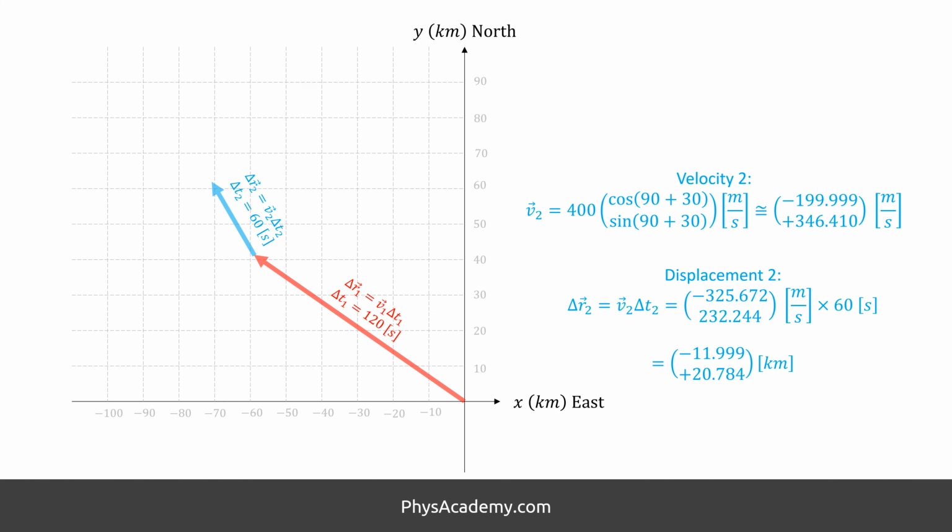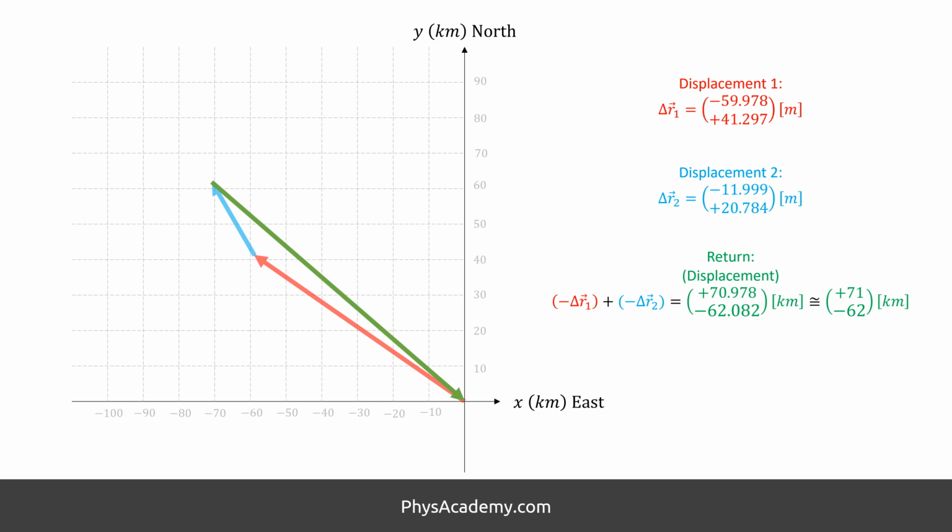Now that we have the displacement vectors for the first and second parts, we can find the total displacement vector, which is negative 71 kilometers along the x-axis and positive 62 kilometers along the y-axis. But Barry needs to travel in the opposite direction of this vector to return to the picnic location, or the origin of the coordinate system. So the last part of this trip will be positive 71 kilometers along the x-axis and negative 62 kilometers along the y-axis.